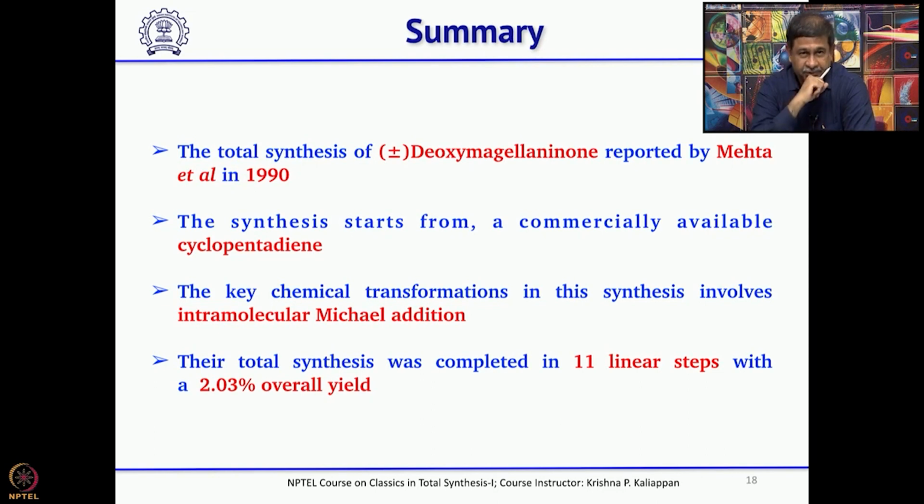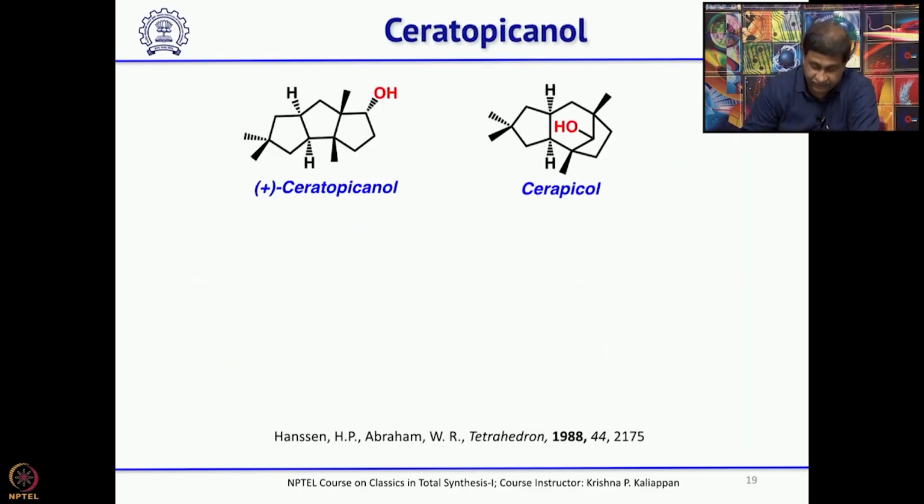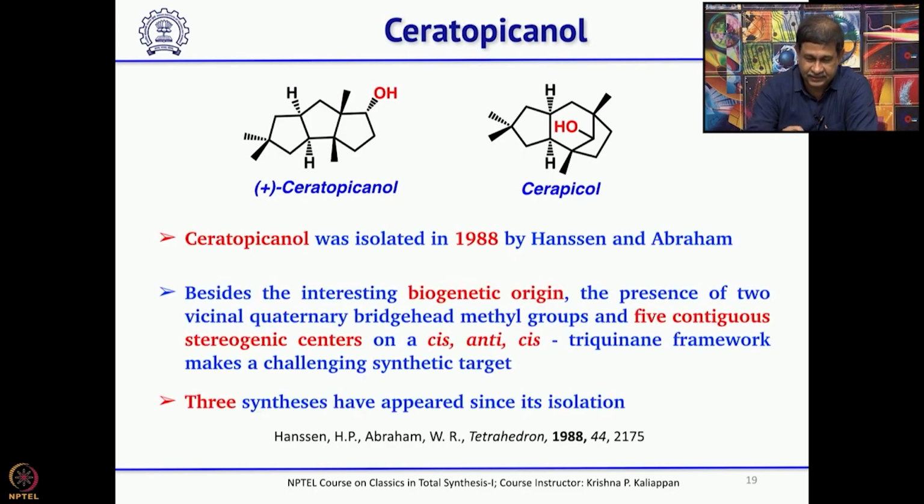The 2 natural products which we discussed, reported by Mehta's group, are racemic. The third synthesis, which is about total synthesis of another triquinane, is a chiral approach where he started with a chiral starting material called limonene, and the natural product which he synthesized is ceratopichinol.